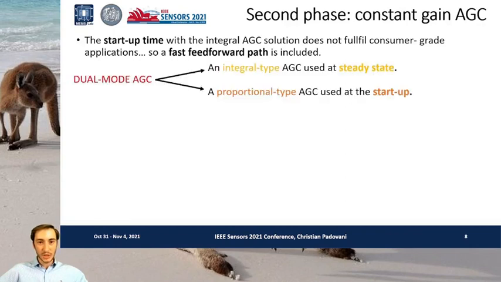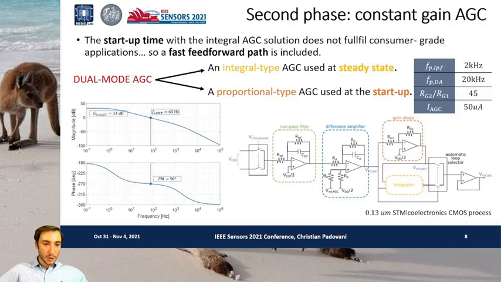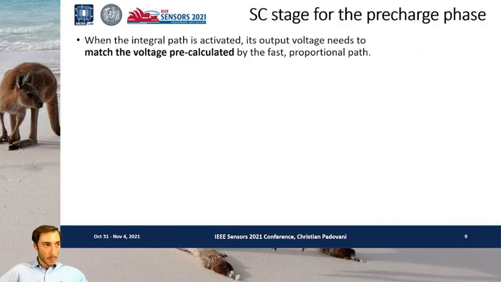So a dual-mode AGC is created: an integral type used only at steady state, and a proportional type used only at startup, the integral type AGC being completely idle. Here is reported the structure of the two paths, one with the gain stage and the other with the integrator stage, and also the magnitude and the phase of the proportional type AGC. The whole integrated circuit is implemented in a 0.13 micron STMicroelectronics CMOS process.